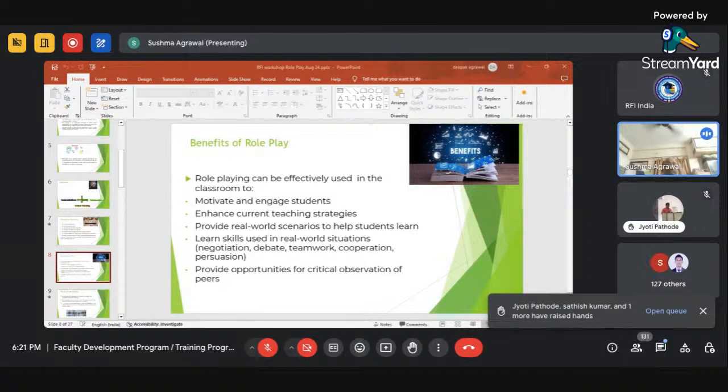So ultimately, this role play activity can engage the students throughout the lecture. Once they are involved in performing the role, it will be beneficial for them. They are going to enjoy it, and on the other side, if another group or other students are sitting on the opposite side, they are also going to enjoy these things. So it is helpful to engage the students and develop better learning. To enhance current teaching strategies, we used to adopt certain things, but besides that, role play activity can enhance those strategies.